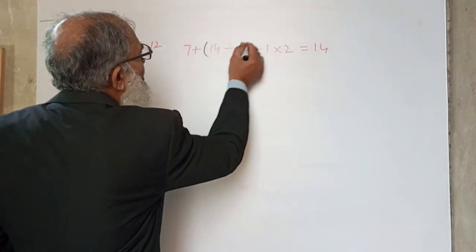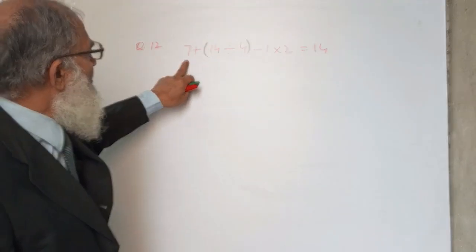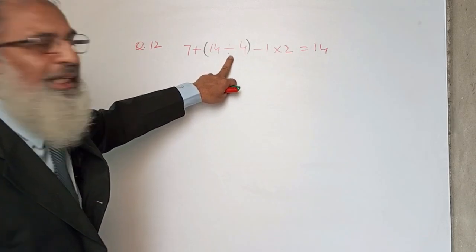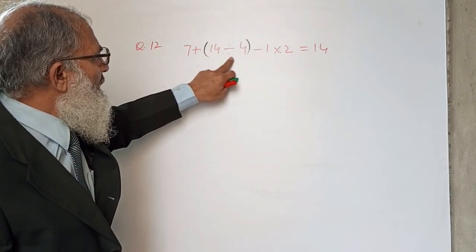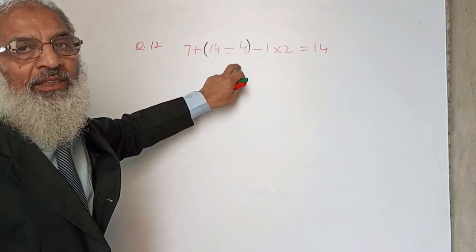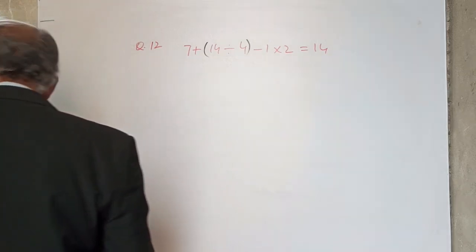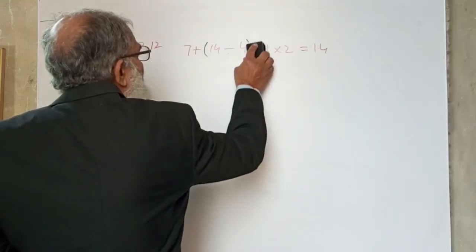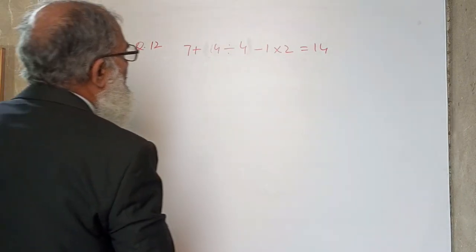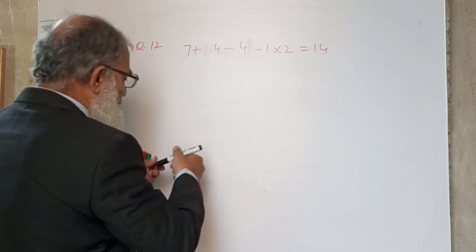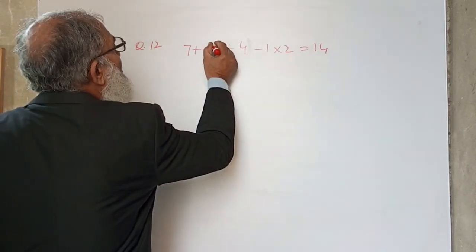If I place a bracket over here, what will become? 7. Now you see that I cannot place a bracket over here because when 14 is divided by 4, the answer will be a decimal fraction. So here the bracket cannot be inserted. So what do we do? Try another place for inserting a bracket.